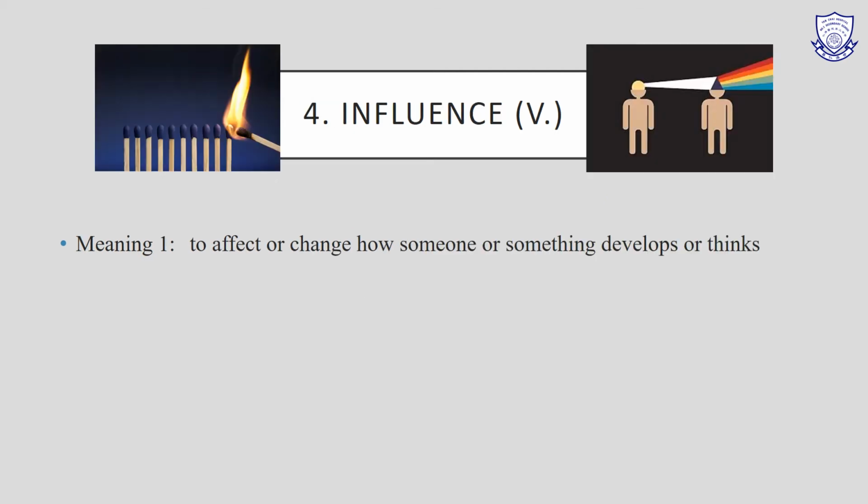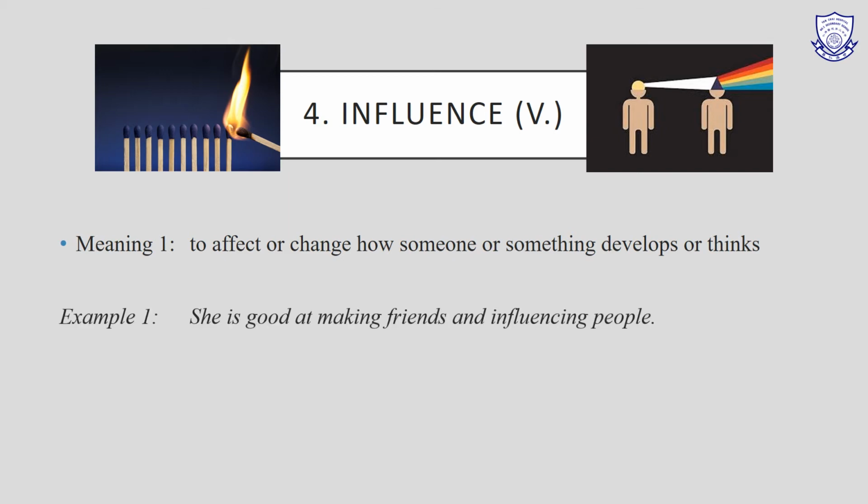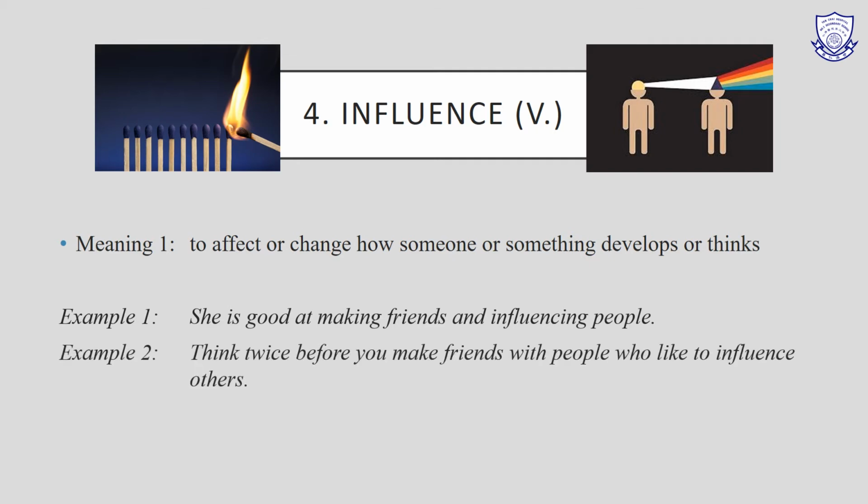Next, number 4, influence. And here we see the word influence as a verb. The meaning is to affect or change how someone or something develops or thinks. The first example, she is good at making friends and influencing people. Example 2, think twice before you make friends with people who like to influence others.